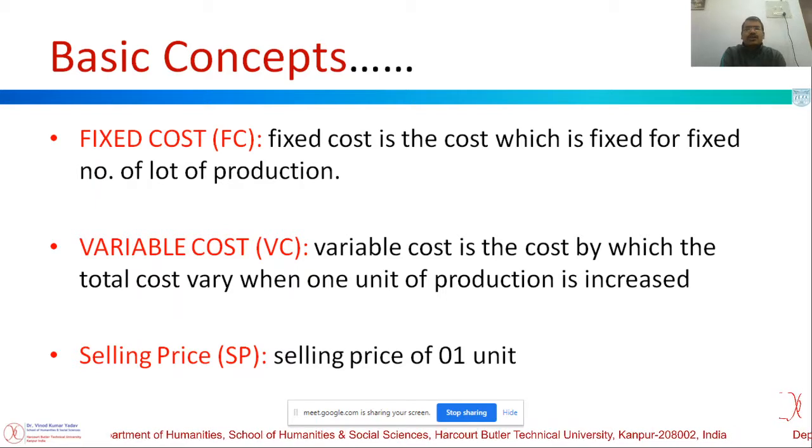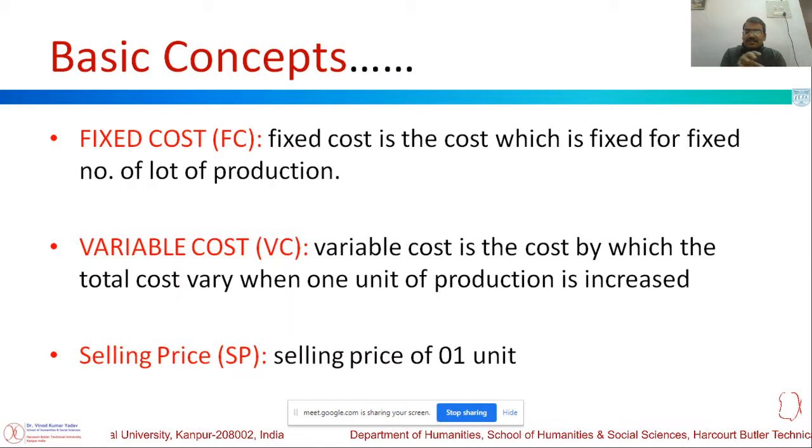Say for example, you hire a lathe machine. The capacity of the lathe machine is to do 100 jobs per day. Whether you take 10 jobs per day, 50 jobs per day or 100 jobs per day, your cost of machinery is fixed. So that is called fixed cost. For a lot of 100, your cost is fixed.